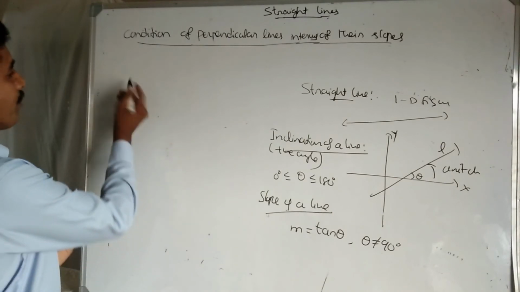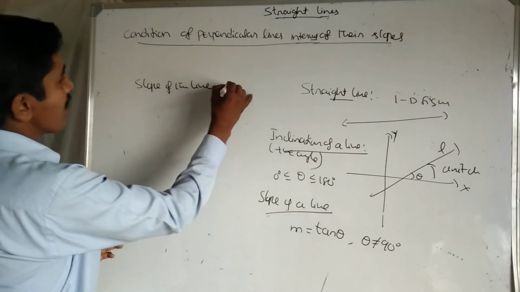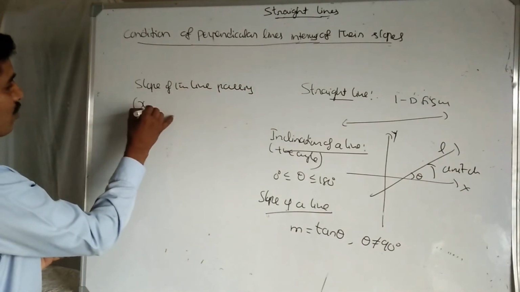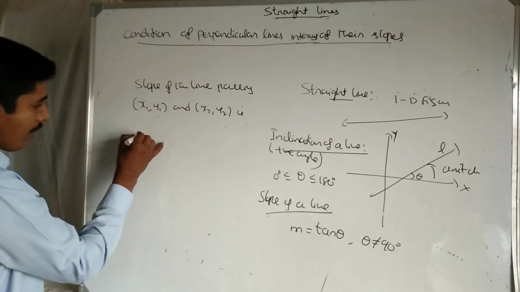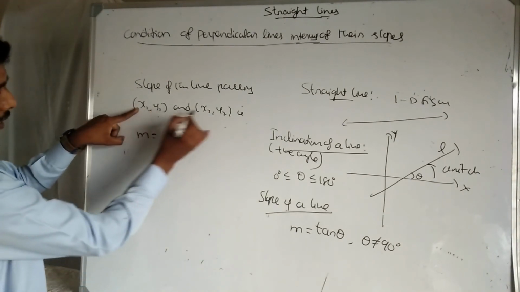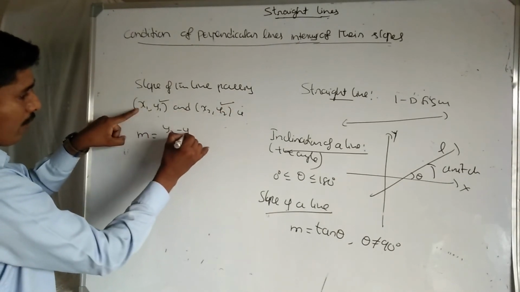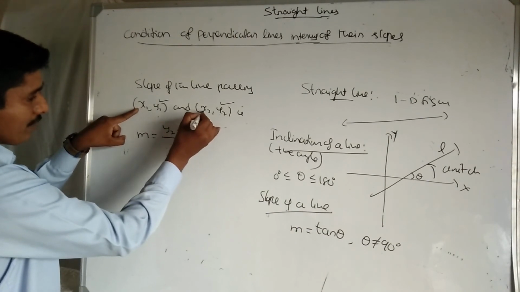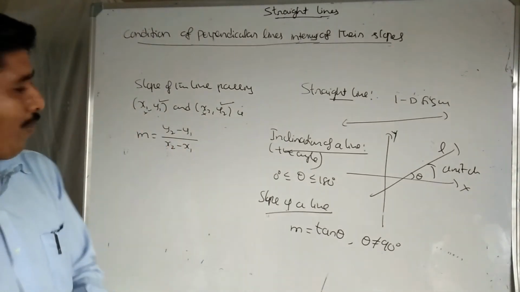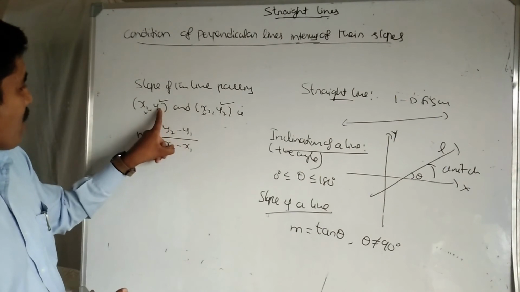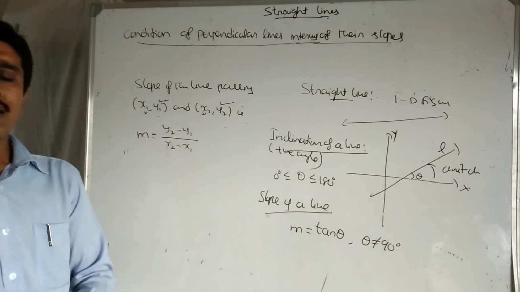Today we have proved the slope of the line passing through two points (x1, y1) and (x2, y2), denoted m. This is x coordinate, this is y coordinate. Then m equals y2 minus y1, the difference of the y coordinates, divided by x2 minus x1, the difference of the x coordinates. This is the slope of the line passing through two given points.